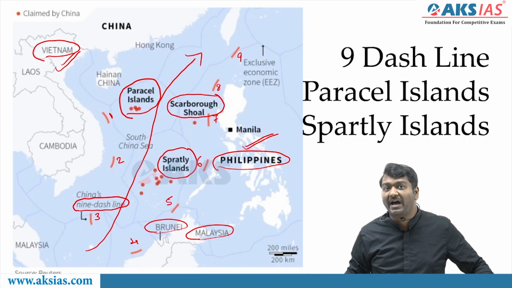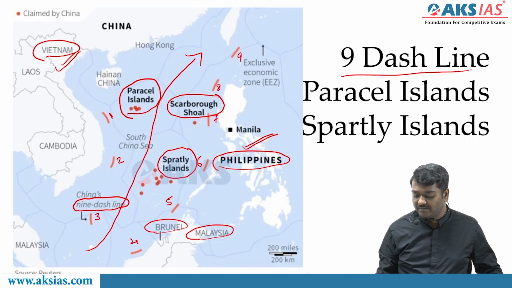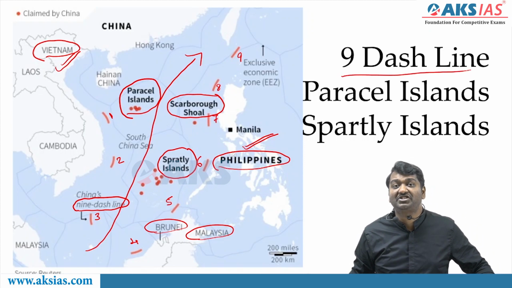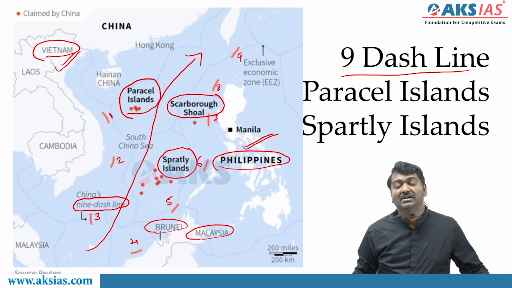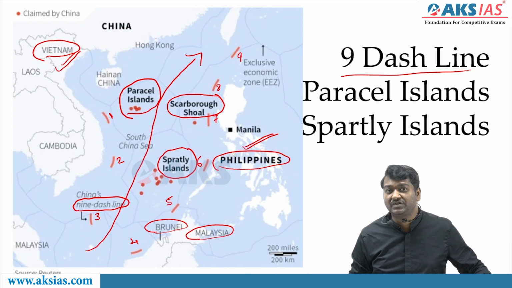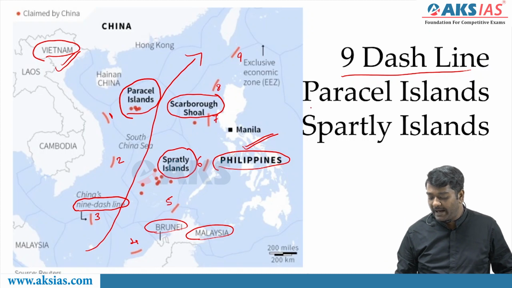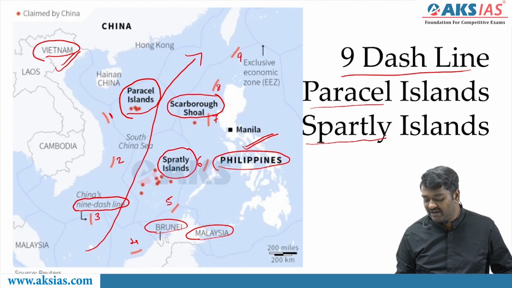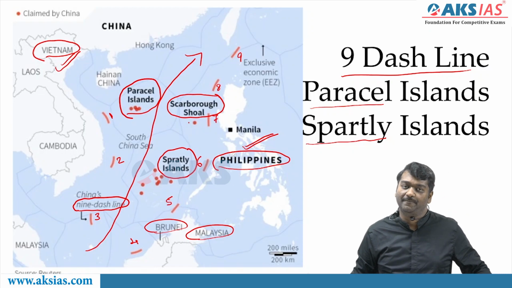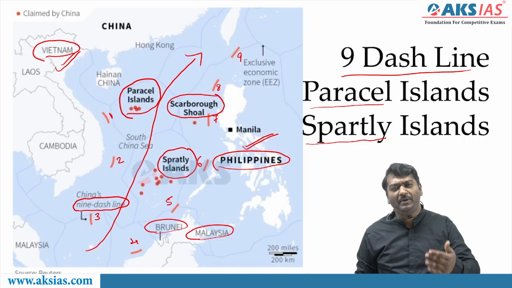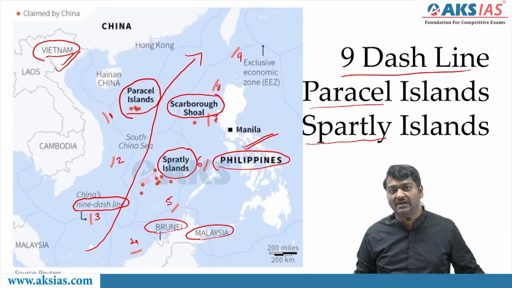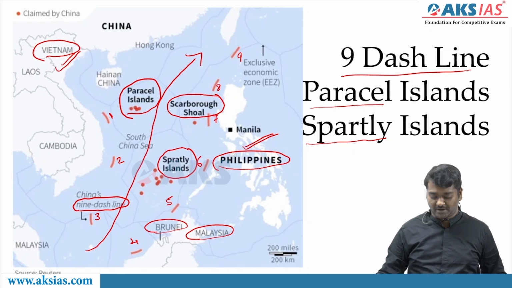In prelims, they may ask you, 9 dash line is a dispute in which sea? Which is that? It is your South China Sea. Some of the islands they may give you and ask you where these are located: Paracel Islands, Spratly Islands and Scarborough Shoal. These are some of the things with respect to what we call the 9 dash line and South China Sea dispute. Repeatedly you might have seen this in your mains, but I'm just trying to tell you from the prelims perspective.